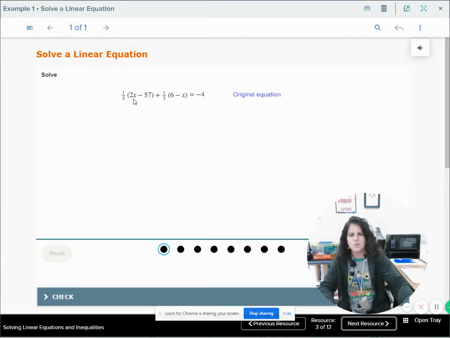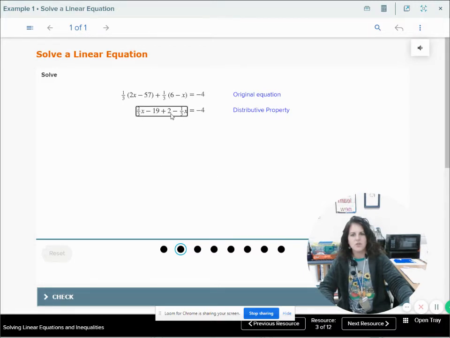So let's look at this original equation we're given here. We can see that we're going to have to apply the distributive property in order to simplify and solve. So let's go ahead and get started. 1/3 times 2 is 2/3. 1/3 of negative 57 is negative 19. 1/3 of 6 is 2. And 1/3 times negative x is negative 1/3 x. So all that we've done so far is distribute. Now we can combine our like terms.